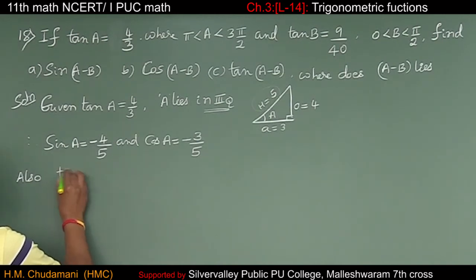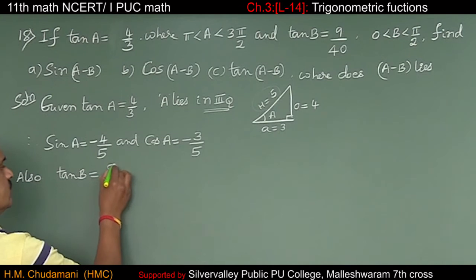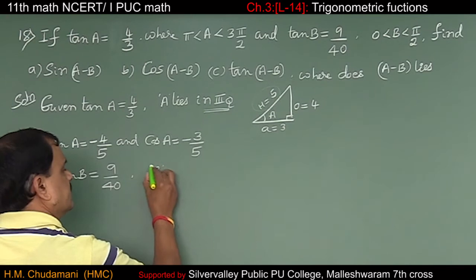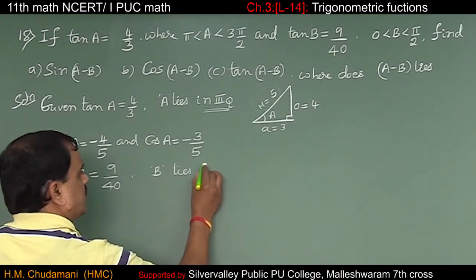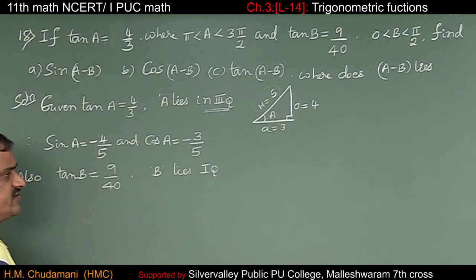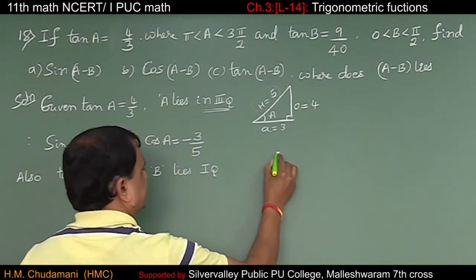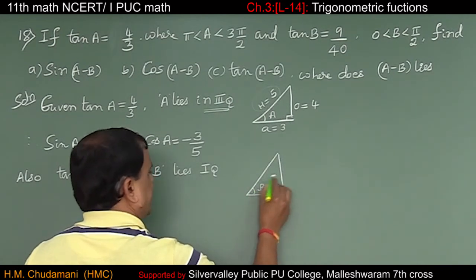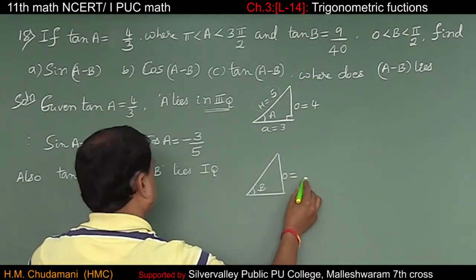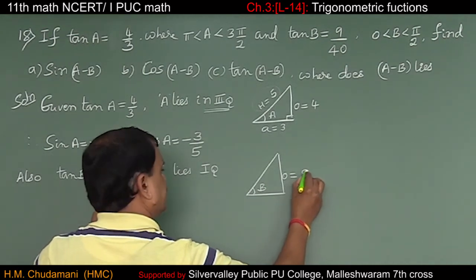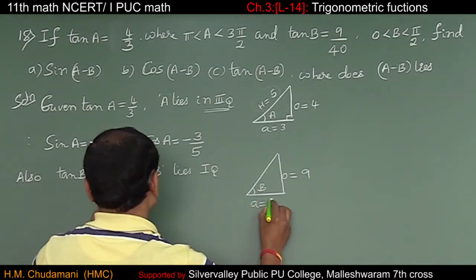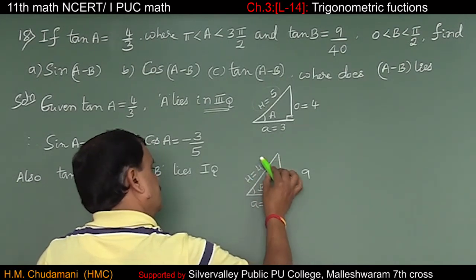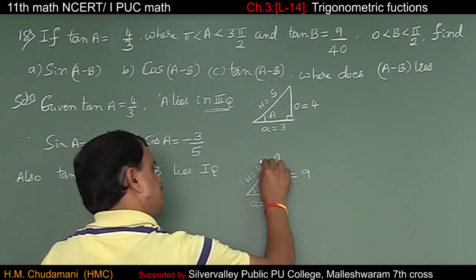Also, tan B is equal to 9 by 40, where B lies in the first quadrant. So let us write the Pythagorean triplets. This is the angle B. The side opposite to angle B is the opposite side, which is 9, and the adjacent side is 40. The hypotenuse is 41; 9, 40 and 41 are the Pythagorean triplets.